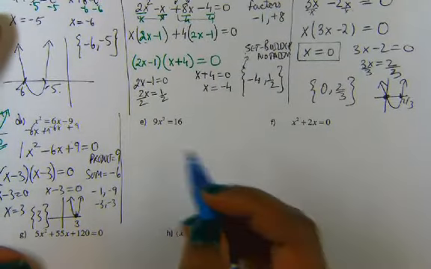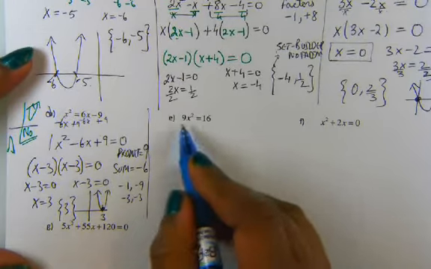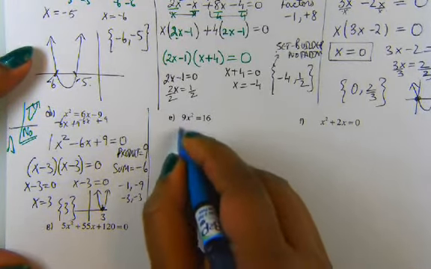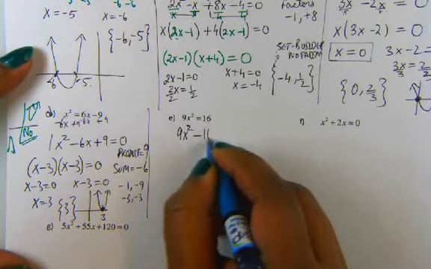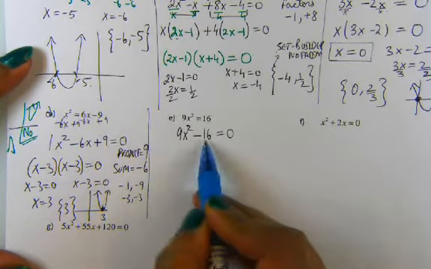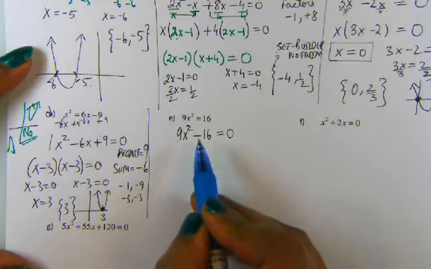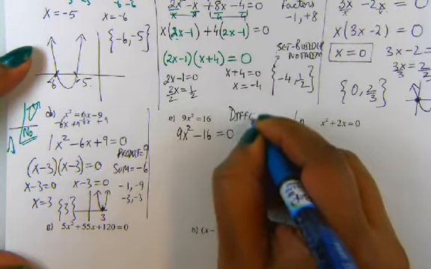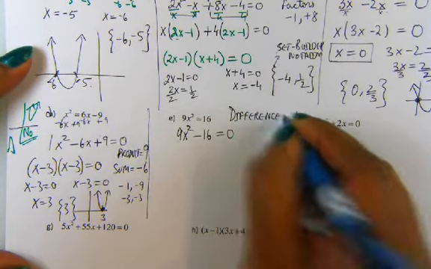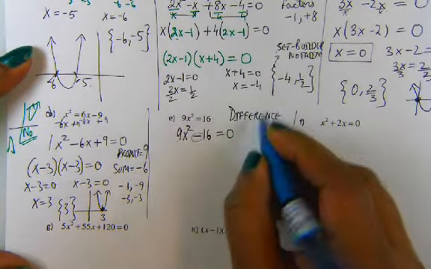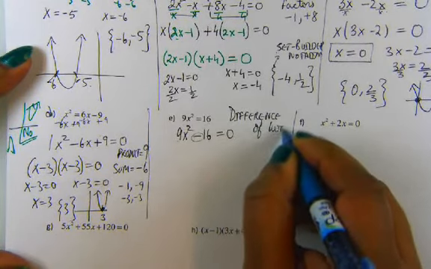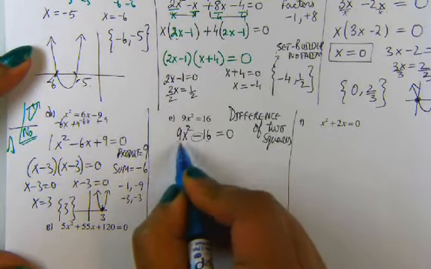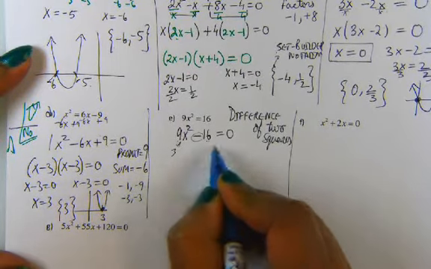Moving on to the next equation. So again the problem, we don't have a 0, so we need to move the 16. And how many terms? GCF is 1. How many terms? 2 terms. If it is 2 terms, we will be using difference. So difference means minus. We have a minus of 2 squares. And they are squares. This is square of 3. This is square of 4.